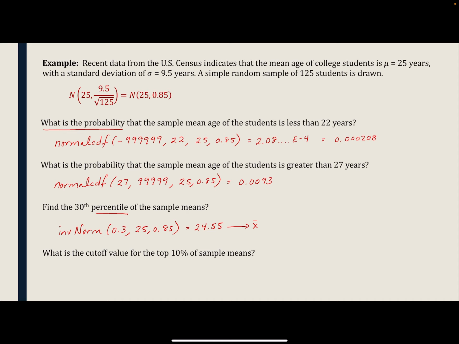The next problem asks for the cutoff for the top 10% of sample means. And this is where, because this is a right area, if you have an older calculator, you have to adjust the area that you're entering. So if you have the newest calculator, you can keep it as 10%. Just be sure to switch the area to right. If you have the older calculator, you want to make sure that you adjust this to be a left area. So we subtract it from 1 and write this as 0.9.